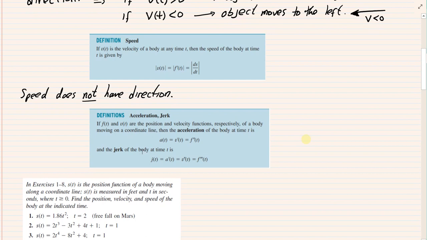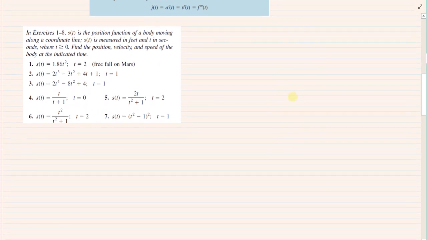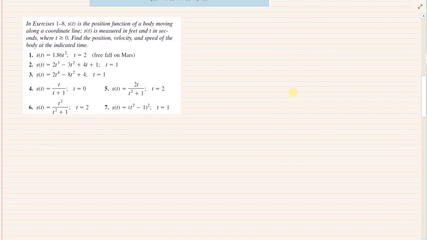Okay, so now let's kind of put this all together and see how we're going to do this in exercises. So here in exercises 1 through 8, I was going to do a couple of these with you. I'm going to take a look at exercise number 2 and exercise number 6. Okay, so in exercise number 2, s(t) is the position function of a body moving along a coordinate line. s(t) is measured in feet.